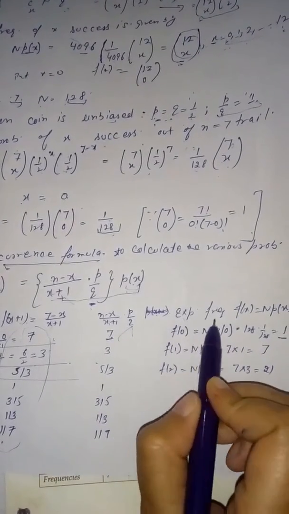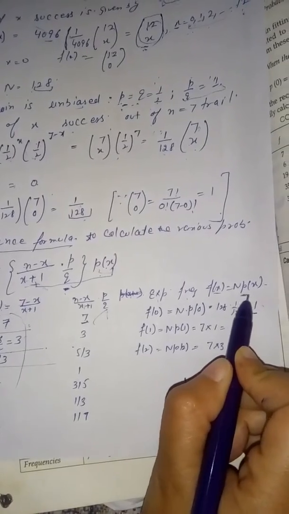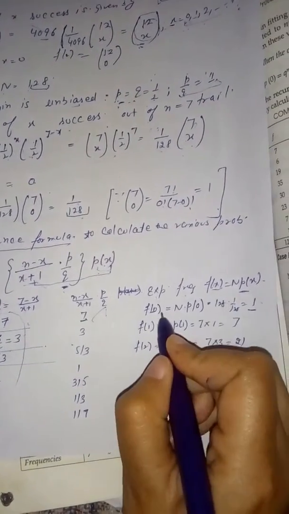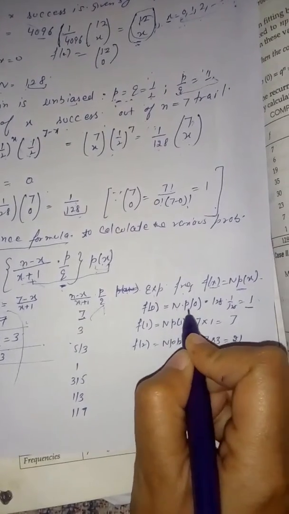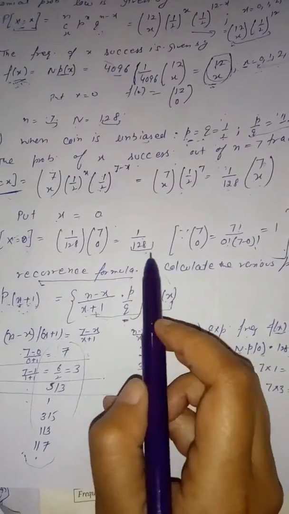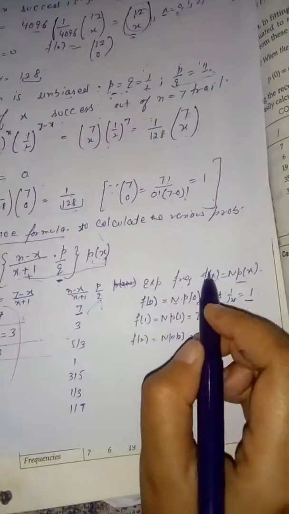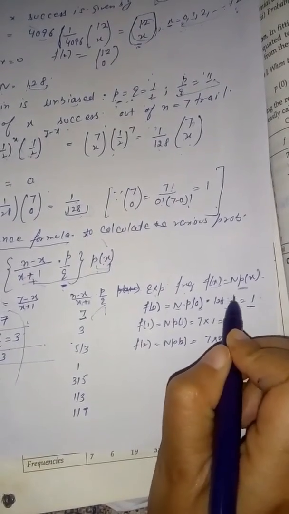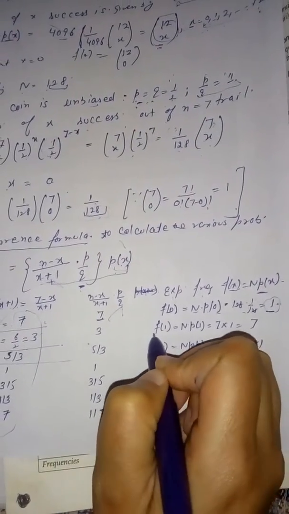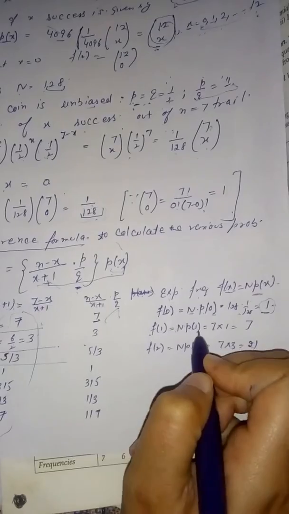Now we find expected frequencies. Expected frequency fx is equal to n into px. So for f0, I first put x equal to 0, f0 is equal to n into p0. Capital N is 128 and p0 is equal to 1 by 128. So 128 into 1 by 128 is equal to 1. Next we find f1. f1 is equal to n into p1.